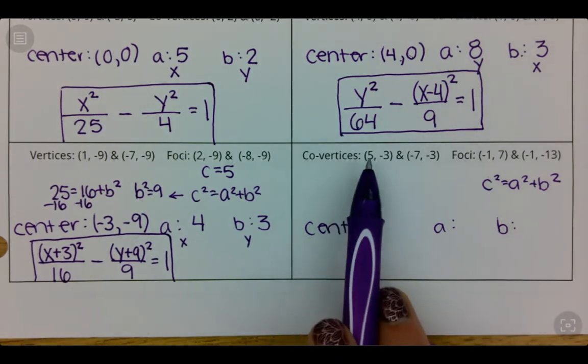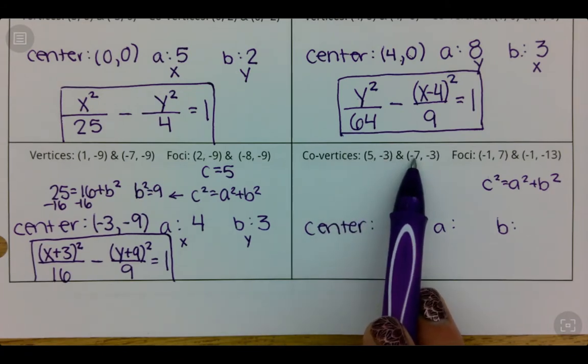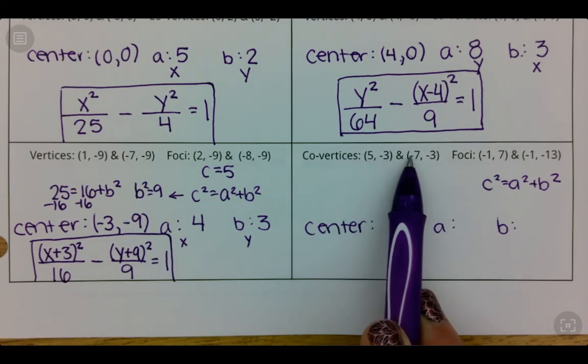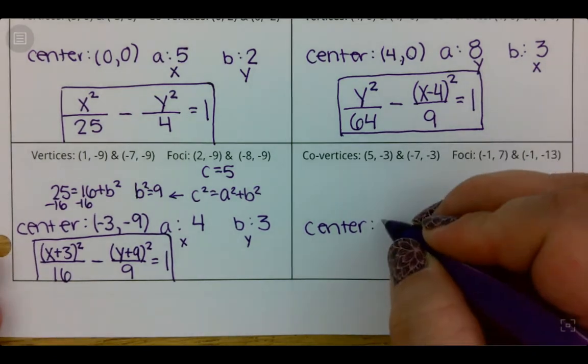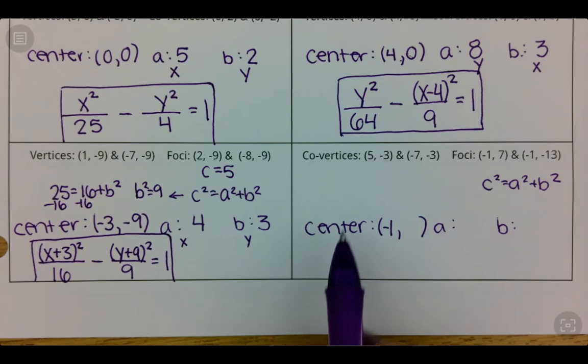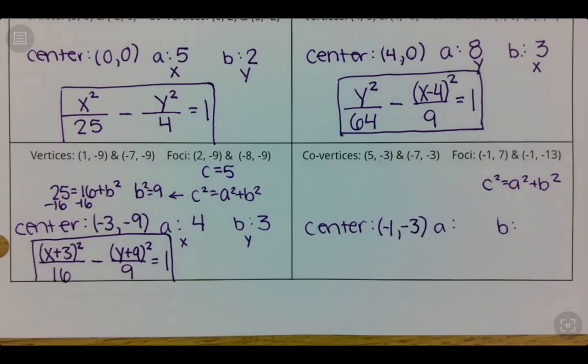Okay, one last one. Halfway between 5 and -7. That's too far for me to count, so I'm going to go ahead and average them together. 5 plus -7 is -2, divided by 2 is -1. Halfway between -3 and -3 is -3.